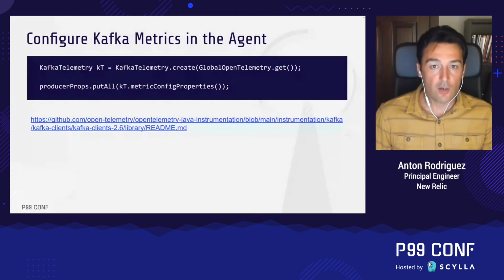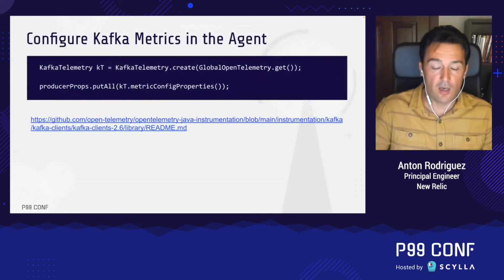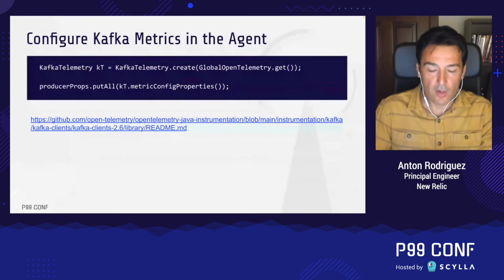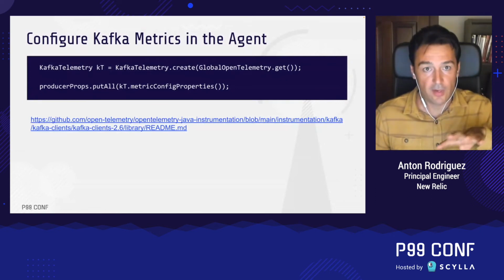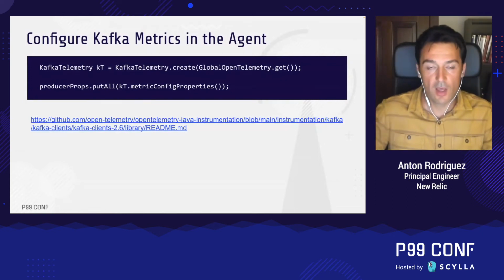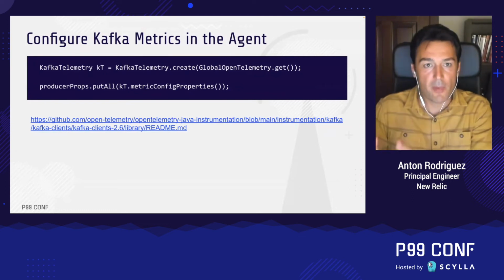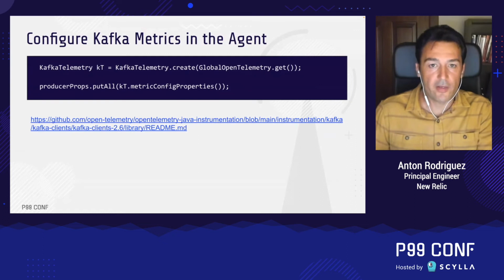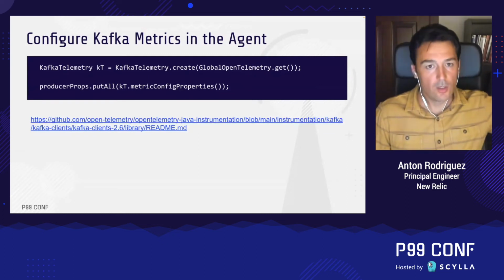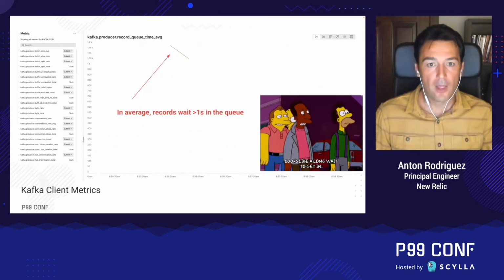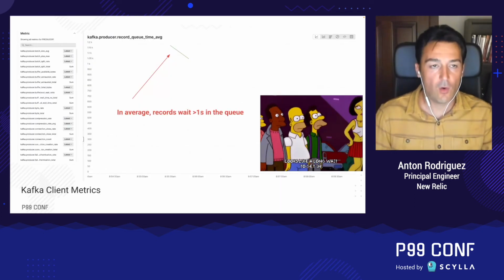This has been contributed to the OpenTelemetry Java agent by New Relic like 1 month ago. It's very interesting because now you can have logs, you can have the Kafka metrics, and you have distributed traces all together, provided by the Kafka agent in a quite efficient and performant way. So we do that, we redeploy our application, and now we have all those metrics.